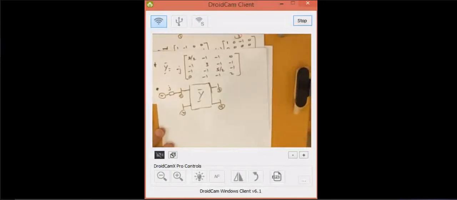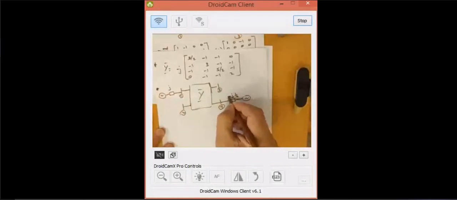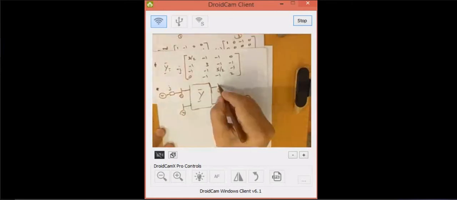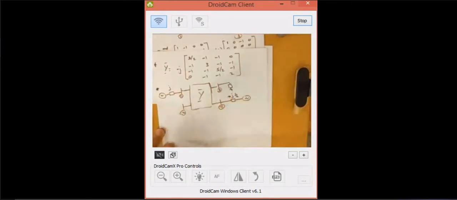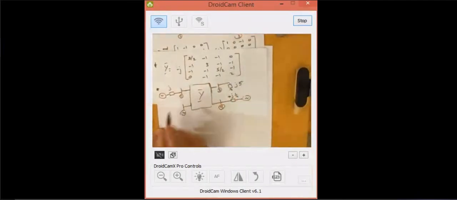Also, we have another generator in bus number 4, with admittance equal to minus j half, and then the impedance equal to j half. Here we have a load with j equal to 5, and here we have another load with j equal to 10.